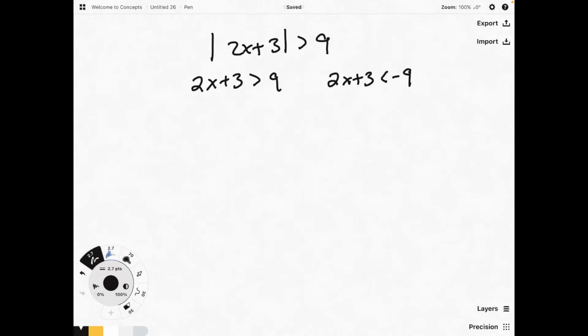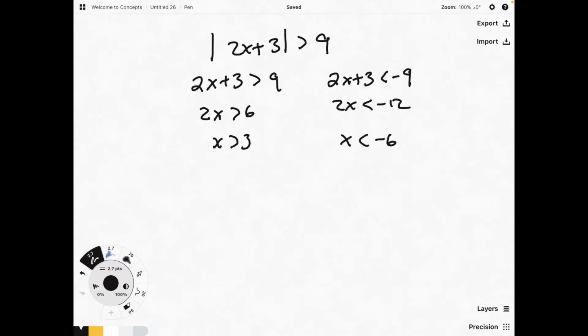We get 2x, we move the 3 to the other side, which is greater than 6. We get x, dividing both sides by 2, which is greater than 3. On this right equation, 2x plus 3, which is less than negative 9, we move the 3 over, we get 2x, which is less than negative 12. We solve for x by dividing both sides by 2. X is less than negative 6. And these are our answers.